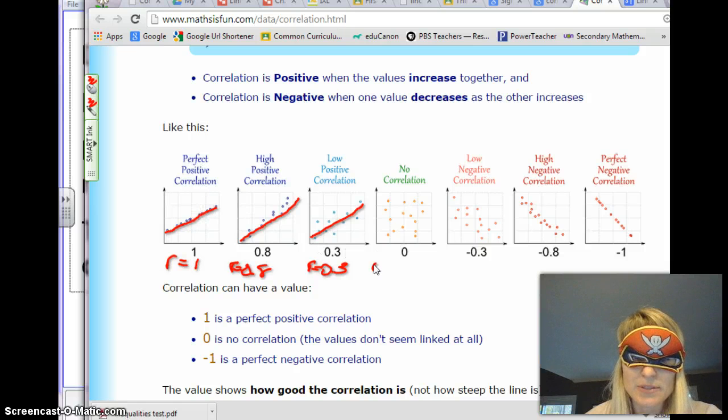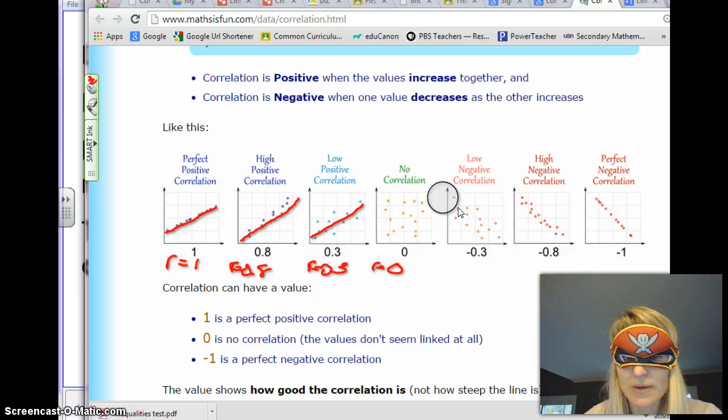This would be an R equals 0. There is no relationship with whatever you're graphing on the X and the Y value. They're just all over, right? So that would be an R equals 0. And then you can have the same thing here, but with the negative. This is a negative relationship, which means something's decreasing, right? So it doesn't make it less, it just means it's going down.